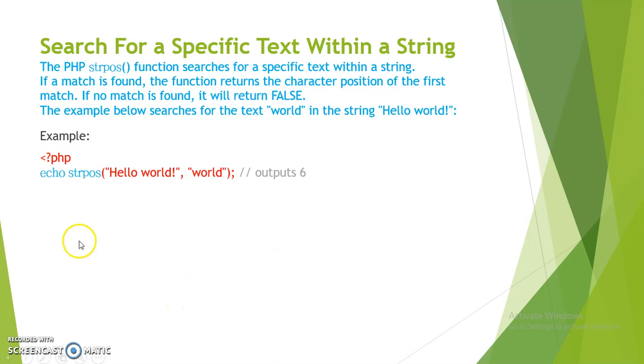This is just that strpos, and we are looking for world. So what is the position of world? You can say 1, 2, 3, 4, 5, 6. That's the first position. Very simple. And let's go ahead.